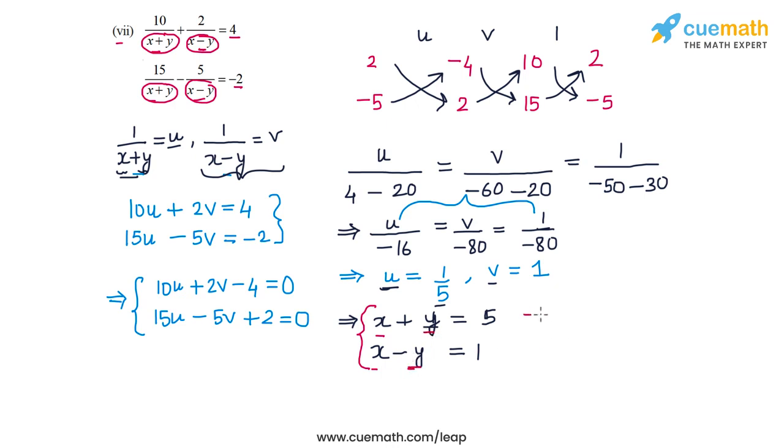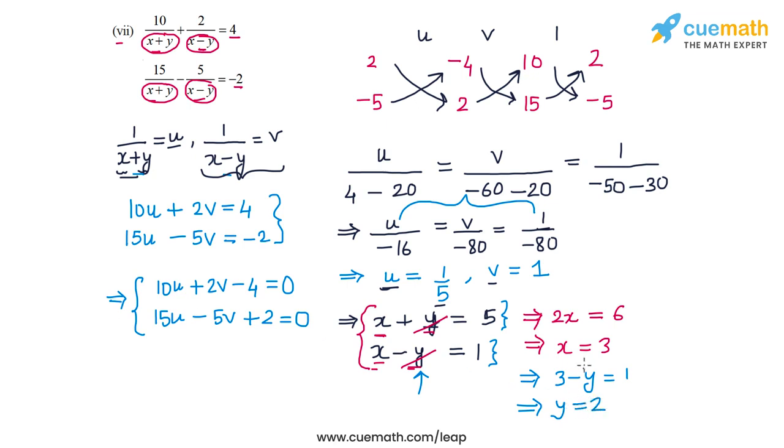So if we add them, what do we get? On the LHS we get x plus x, so that's 2x, and the y terms cancel out, and on the RHS we get 6, 5 plus 1, and this means that x is equal to 3. And now that we have the value of x, we can substitute this into any of these equations and get the value of y. So let's substitute this into the second equation. That gives us x minus y, or 3 minus y, equal to 1, or y is equal to 2.